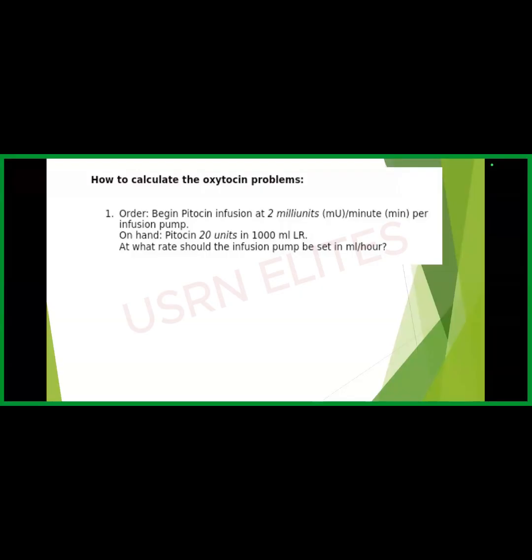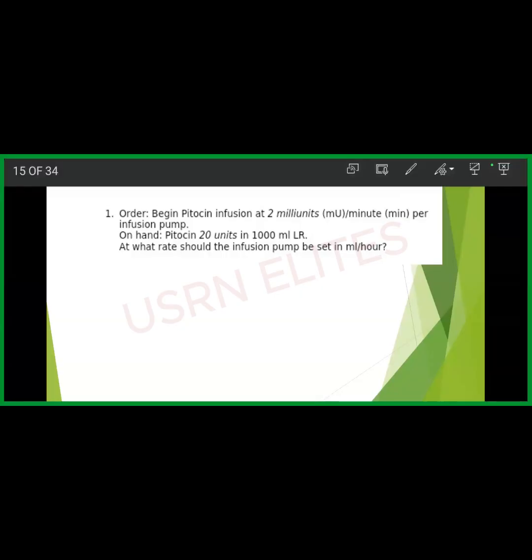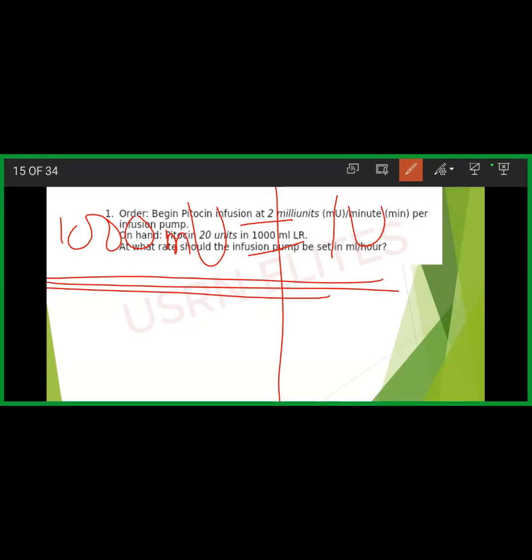Always know that for every, let me pick my pen. Either you write it this way: 1,000 milliunits is equal to 1 unit. Okay, so know this. 1,000 milliunits will give you what? 1 unit.